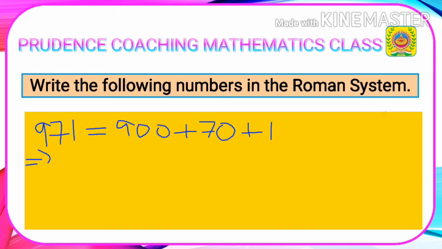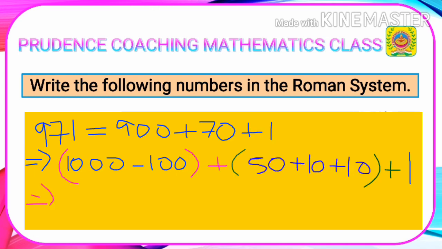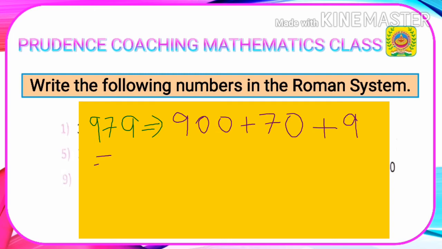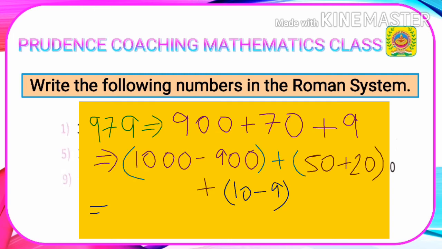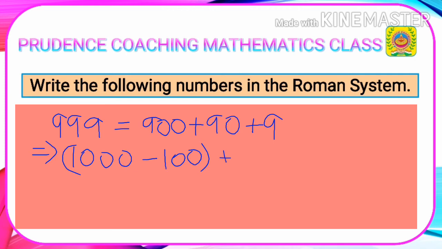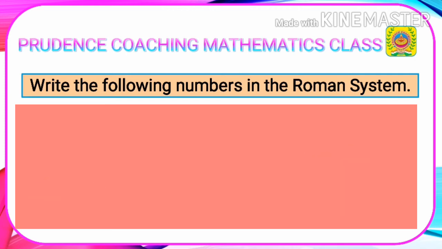971 in Roman number will be CMLXXI. 979, that is 900 plus 70 plus 9, so it can be written as 1000 minus 100, plus 50 plus 20 and 10 minus 1. So CMLXXIX is the answer. 999 equals 900 plus 90 plus 9, that is 1000 minus 100, 100 minus 10 and 10 minus 1. So CMXCIX.